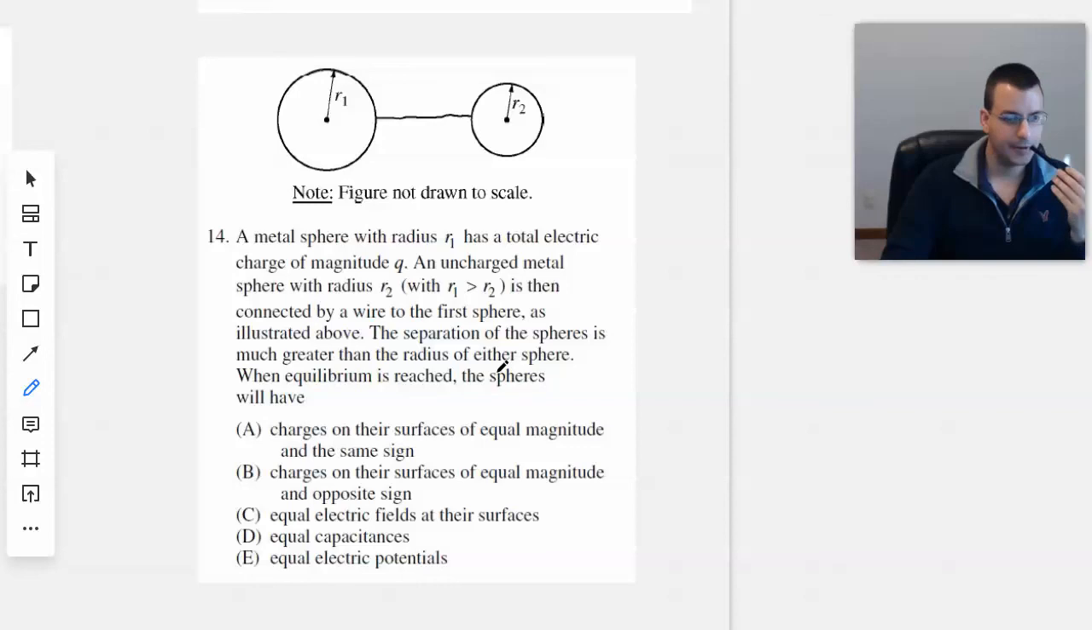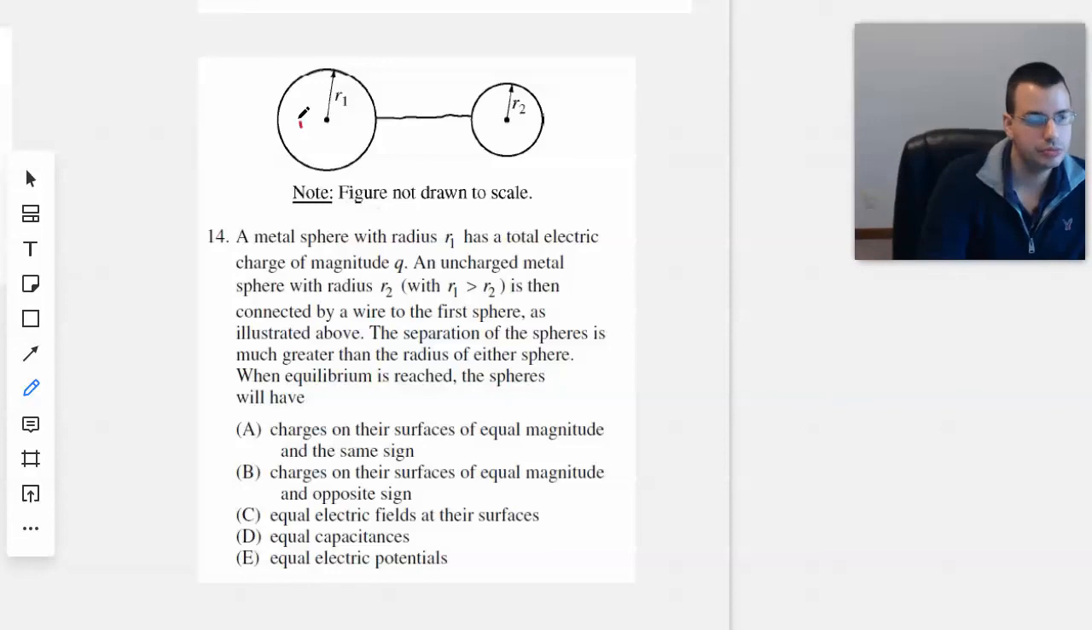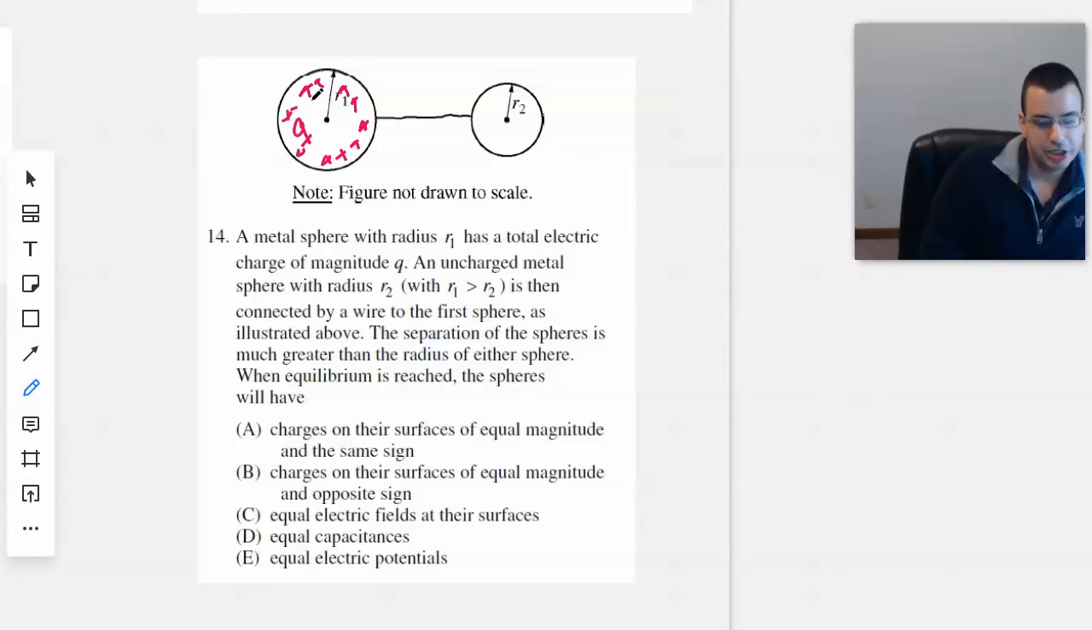Next question. A metal sphere, i.e. conductor, with radius r1 has a total electric charge of Q, and a bunch of little pluses. I'm assuming they're evenly distributed on the surface, but not the interior. Uncharged metal sphere with radius r2, with r1 greater than r2. Okay. So basically it means there's more surface area on r1 than r2. Is then connected by a wire to the first sphere, as illustrated above. The separation of the spheres. Oh, so they're connected. Okay.